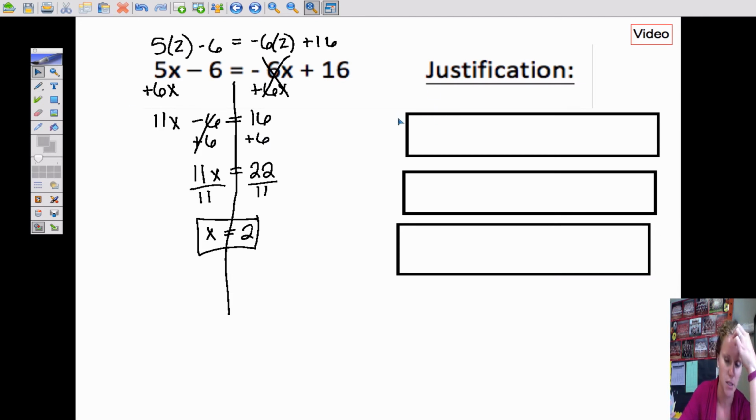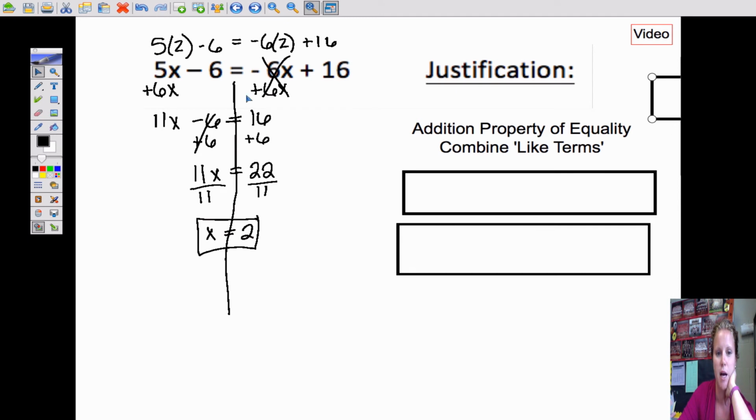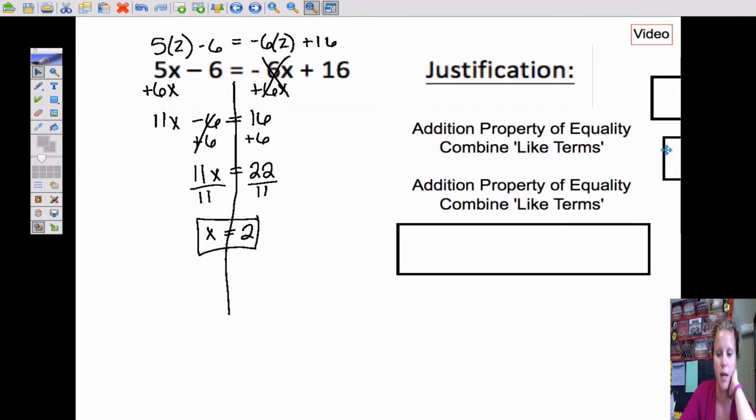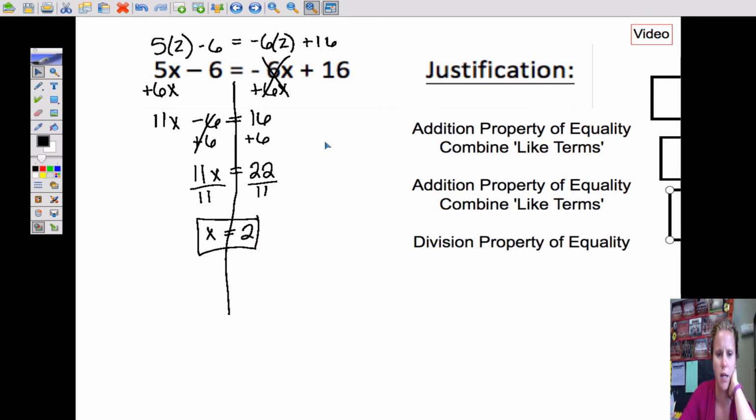Another thing we want to talk about is the justification for our answers. So how did we justify what we did? Well, in my first steps, I used the addition property of equality to combine like terms. I knew that I could add 6x and 5x because they're the same term. Then I used the addition property of equality again when I added the 6. Then I used the division property of equality, knowing that if I divide both sides by 11, I'll get 2. All right, let's try another one.